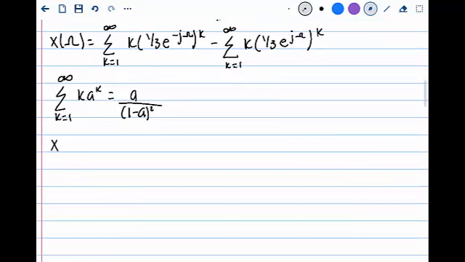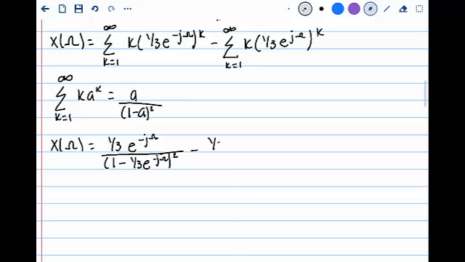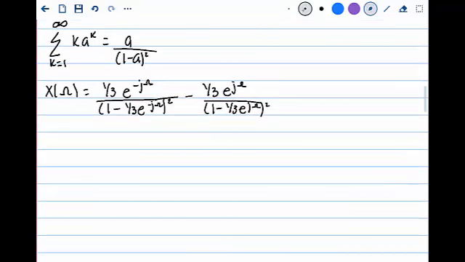that 1/3 e to the negative j omega over parentheses 1 minus 1/3 e to the negative j omega all squared, minus 1/3 e to the j omega over parentheses 1 minus 1/3 e raised to the j omega, all of that squared. From here we find the common denominators and subtract.